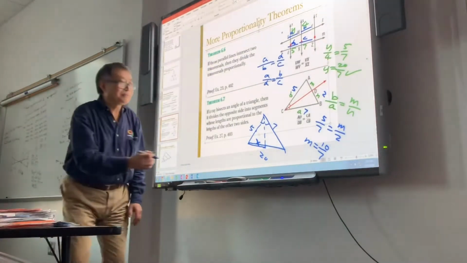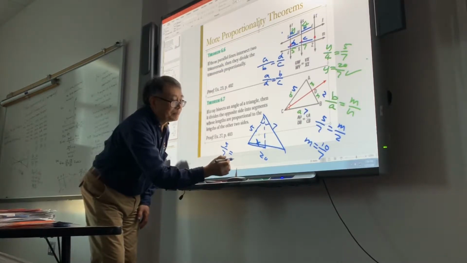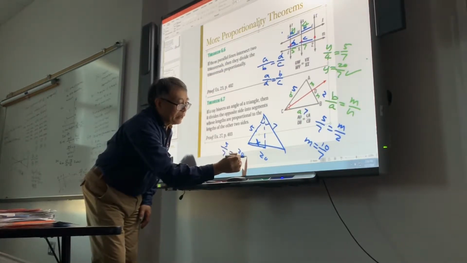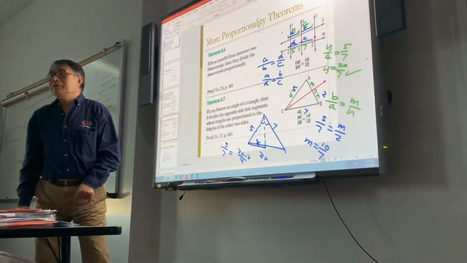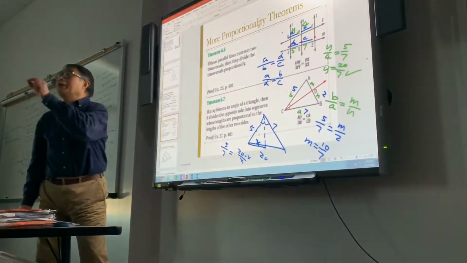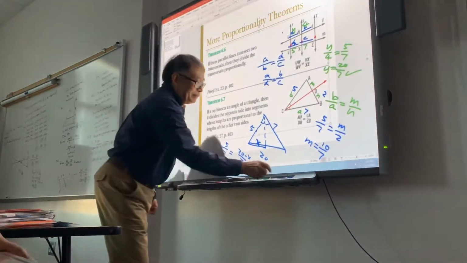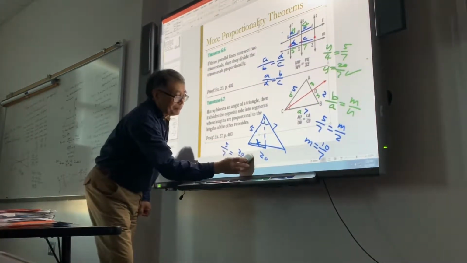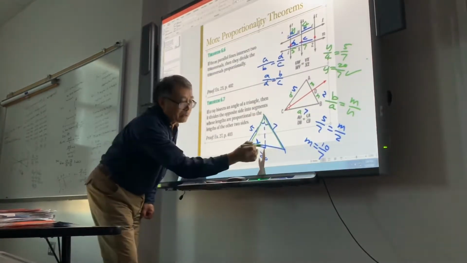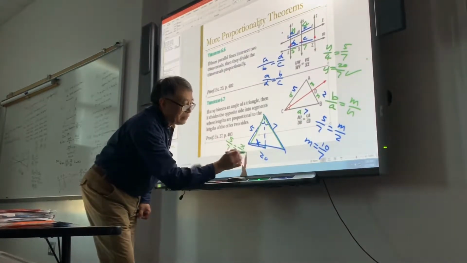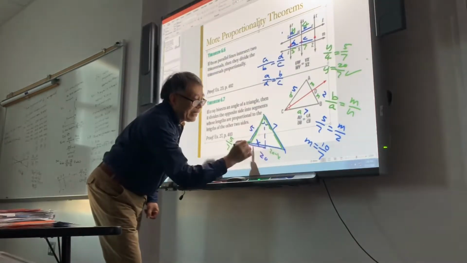Raise your hands. Yes? 5 over 7 equals 20 minus X over X. Is that correct? No. But a very good try. 99% is correct, just 1% off. 5 over 7 equals X over 20 minus X, because this is 20 minus X. This side over this side equals this side over this side.